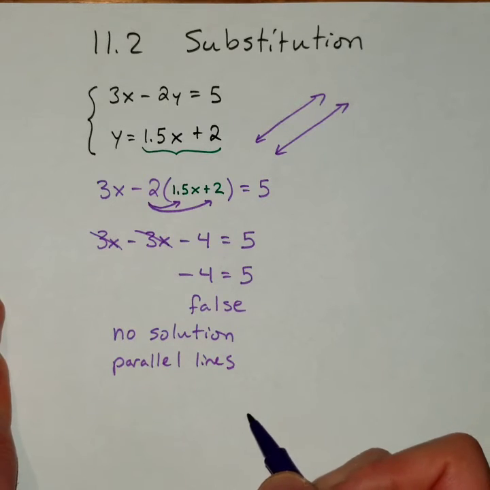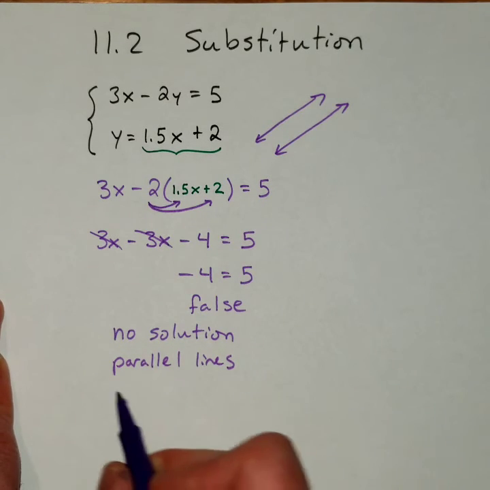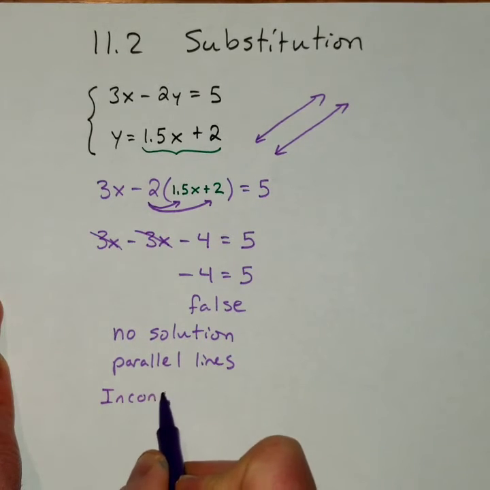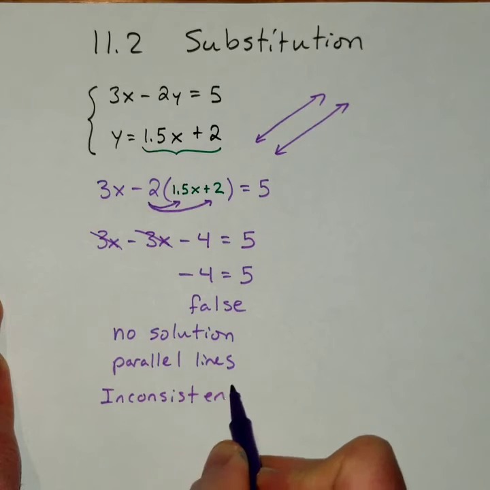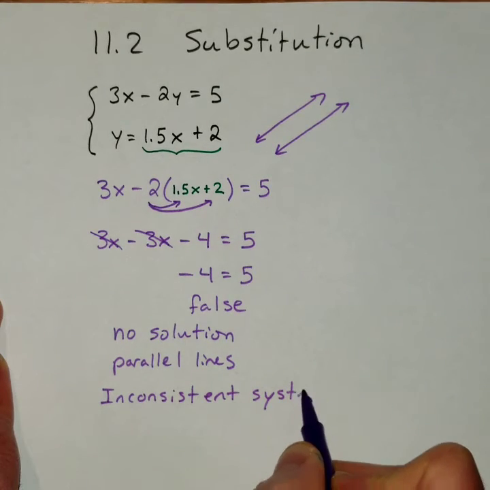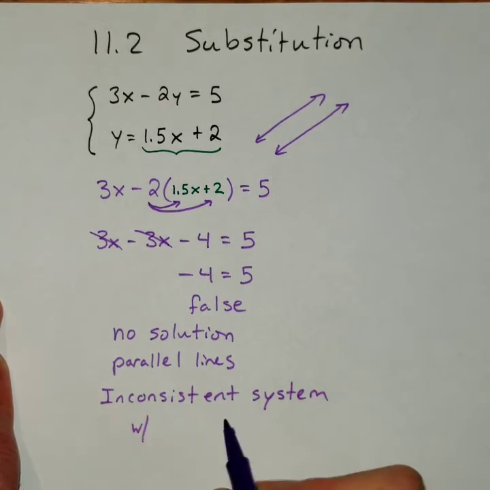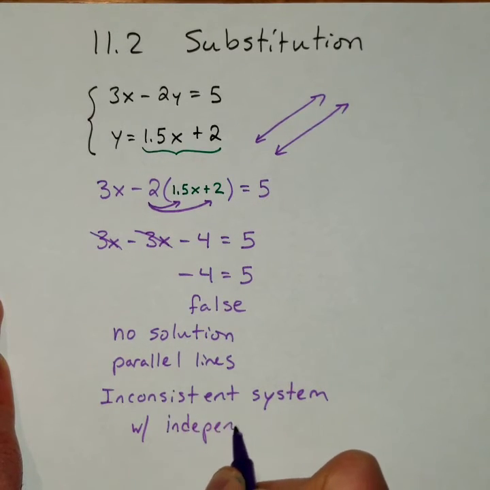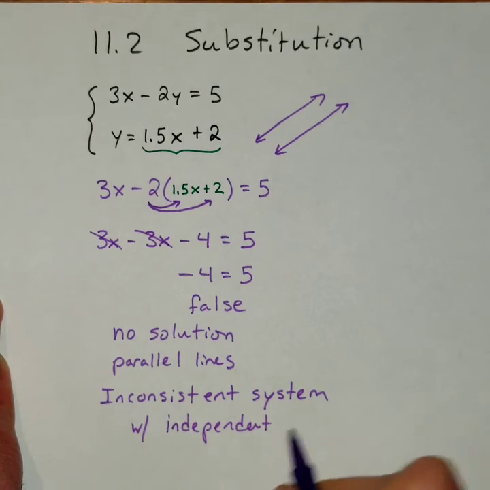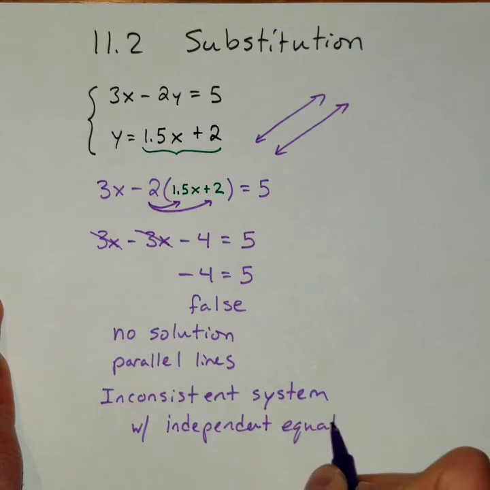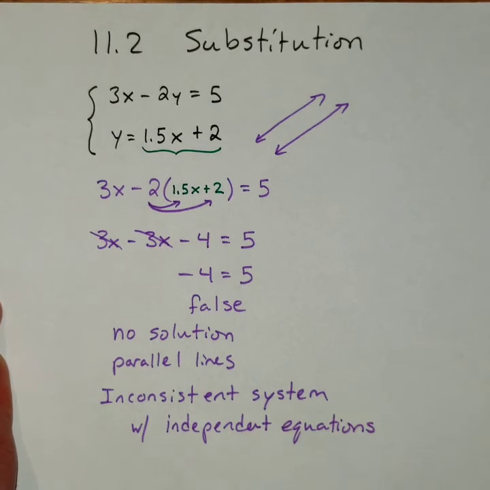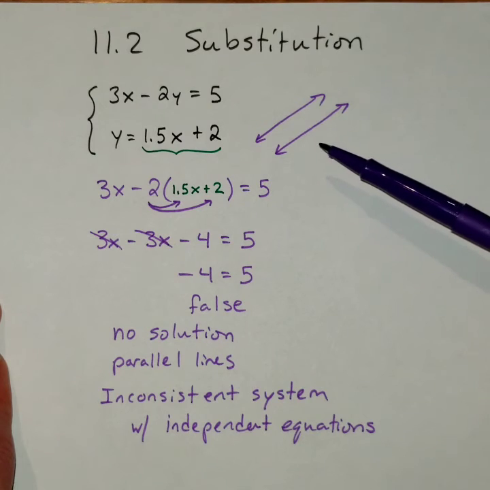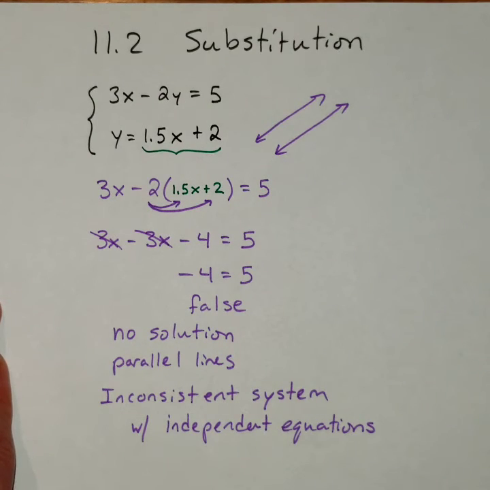And if you were asked to categorize this example, this would be an example of an inconsistent system with independent lines, or independent equations. Okay, so inconsistent because they don't have a solution, and independent because they're two different equations.